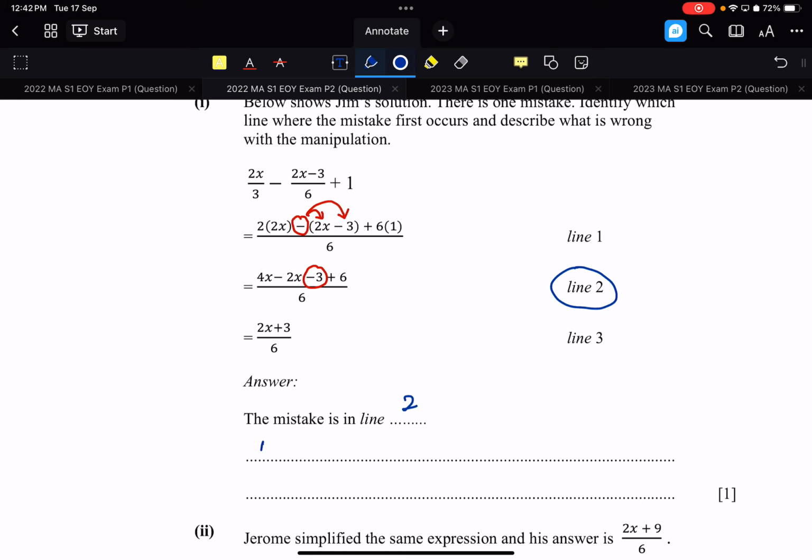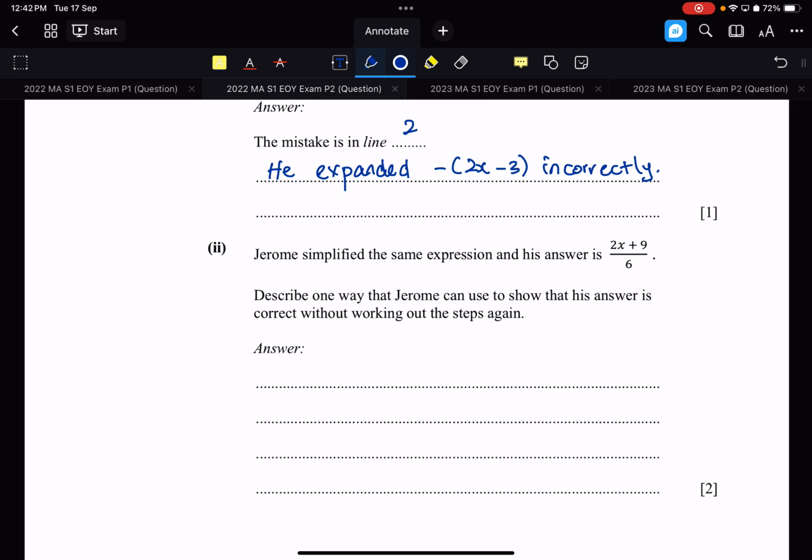So what happened? He expanded negative 2x minus 3 incorrectly. There we go. Now Jerome simplified the same expression and he obtained 2x plus 9 over 6. Describe one way that Jerome can use to show that his answer is correct.